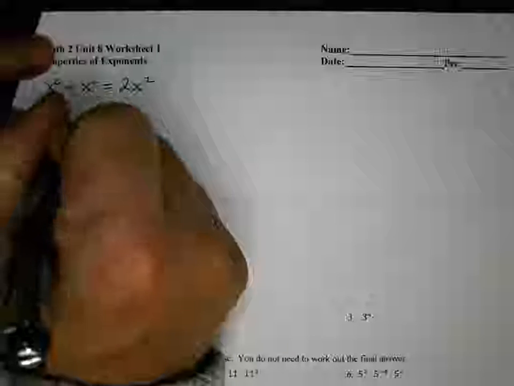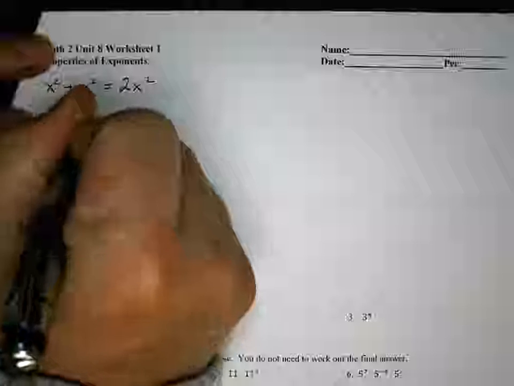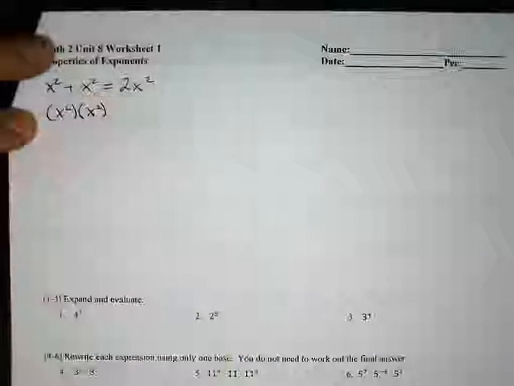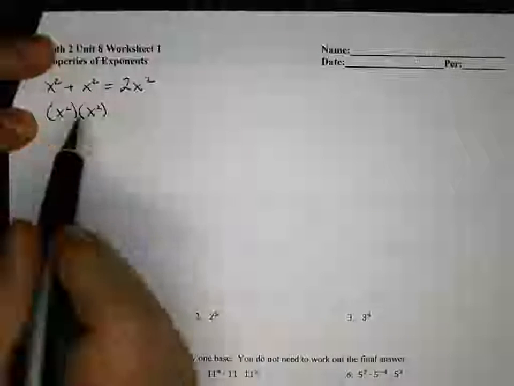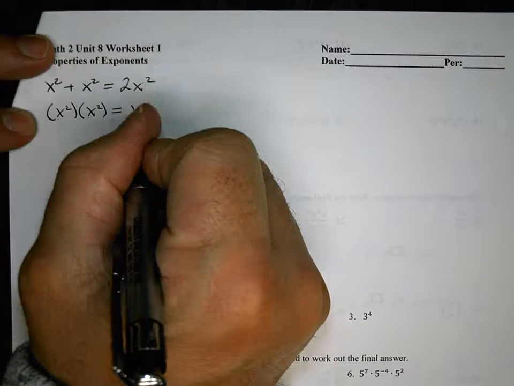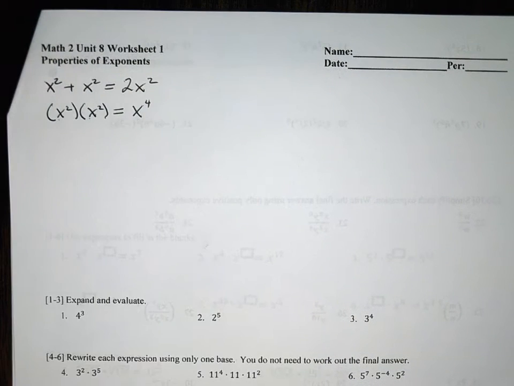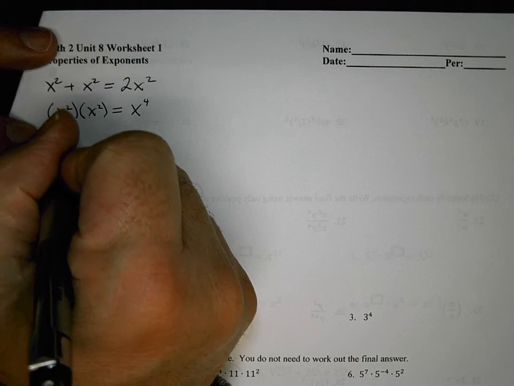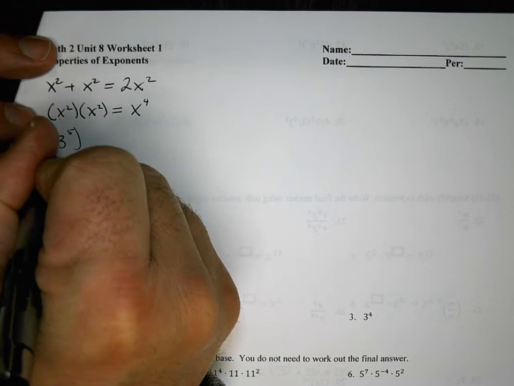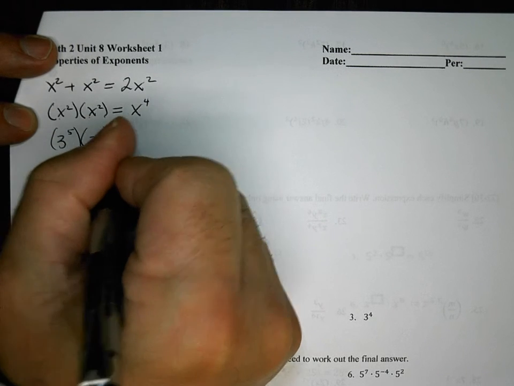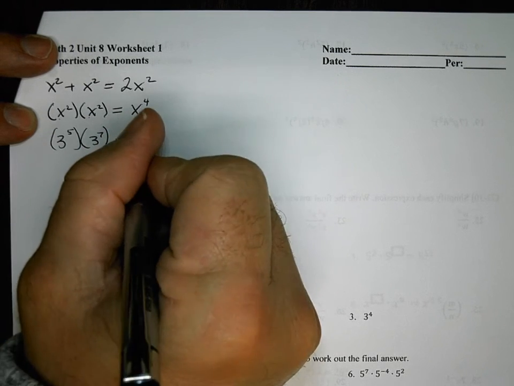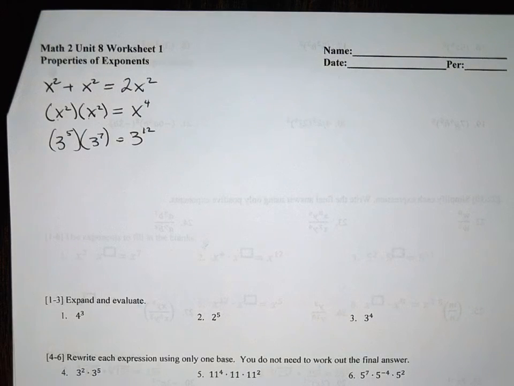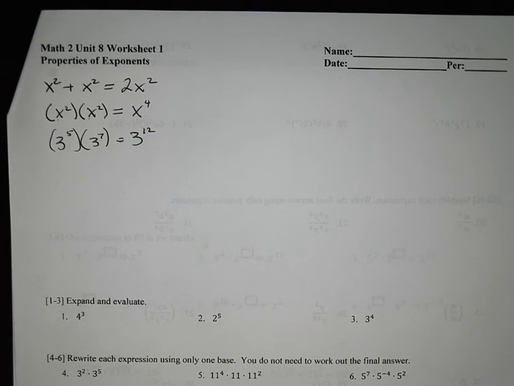You add exponents when you multiply. If we have x squared times x squared, when you have the same base, you add exponents. So x squared times x squared is simply x to the fourth. When you multiply the same base, you add exponents. And that could be 3 to the fifth times 3 to the seventh. That is simply 3 to the 12th. When you're multiplying the same base, you add exponents. Any questions there?